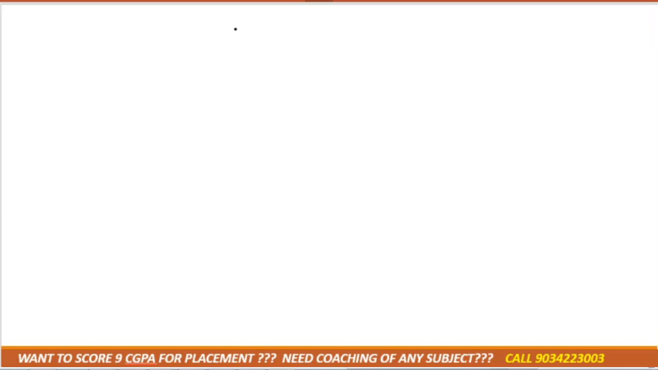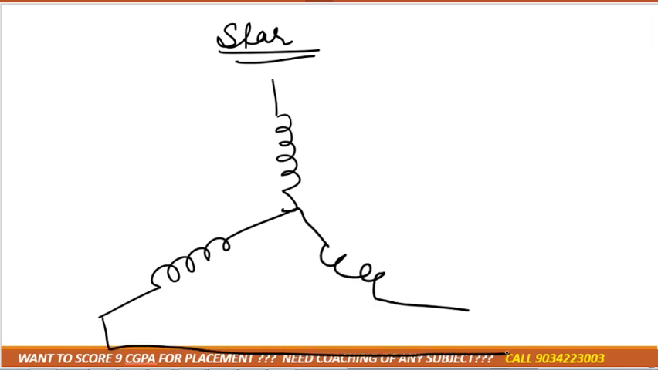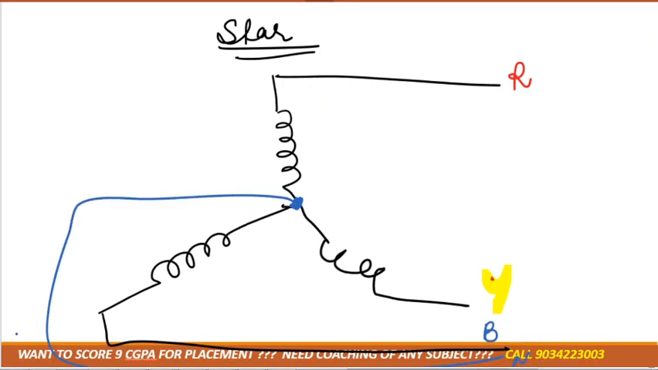So for that we study the star connection. As you know, the star connection looks like this. This is of red color R, this is of yellow color Y, this is of blue color B. And where all the wires are connected, that point is known as neutral. So this is the neutral wire. Got it? It looks like a star connection.